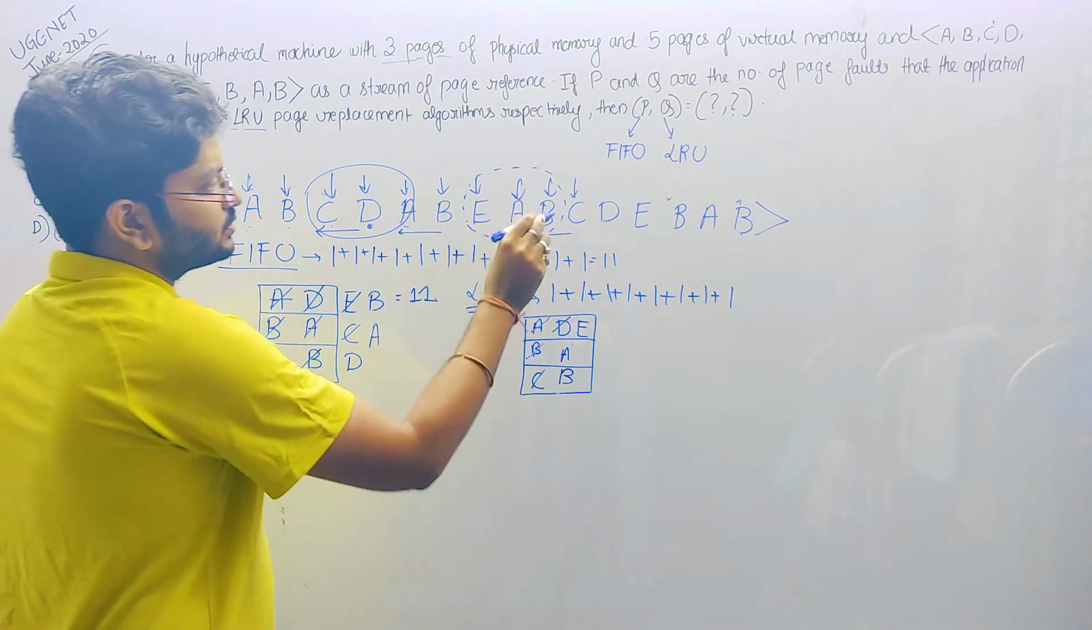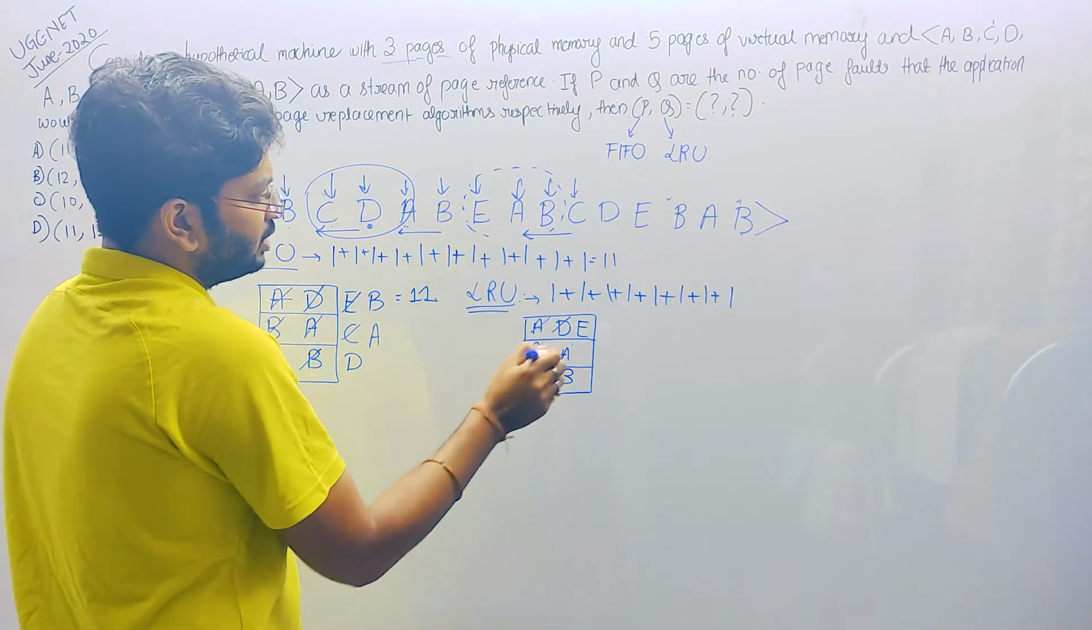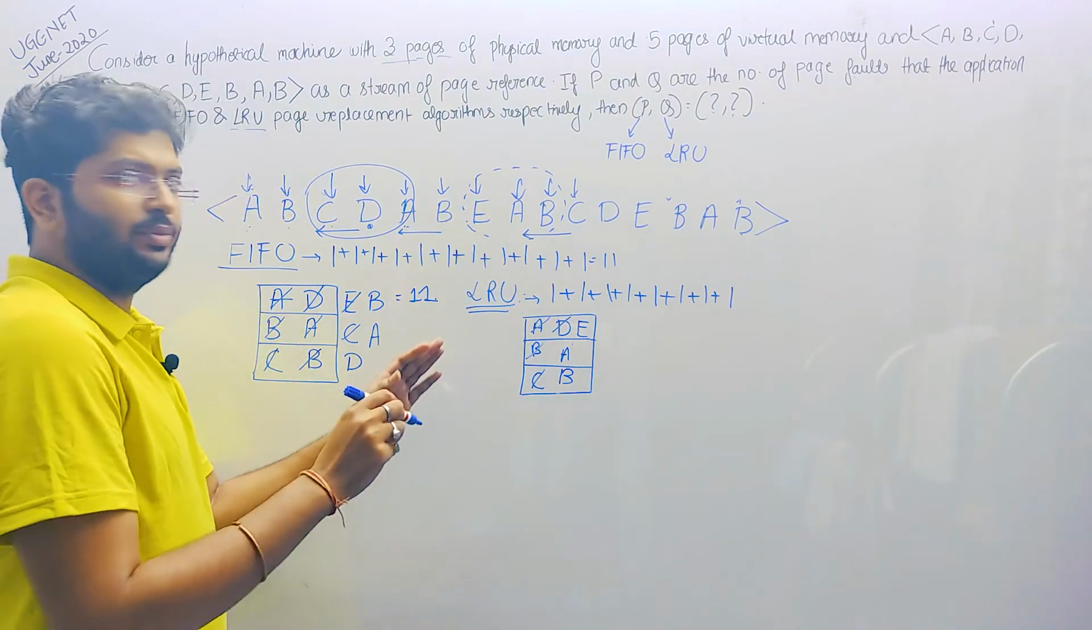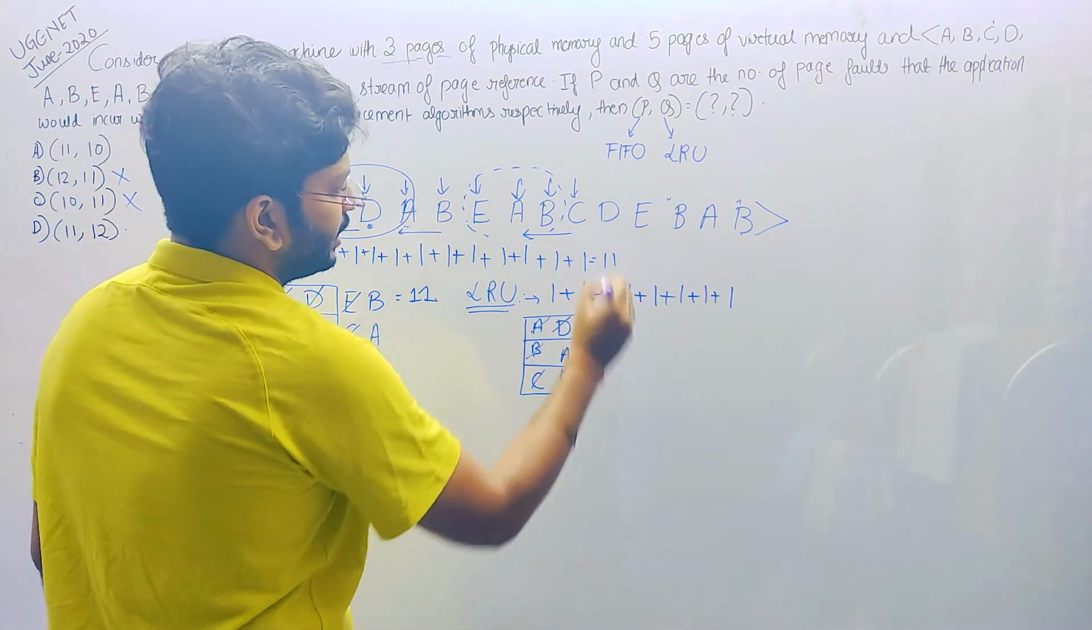So which one is the farthest from these three? Here we notice that E is the farthest from these three. So E gets striked out, and I place C.